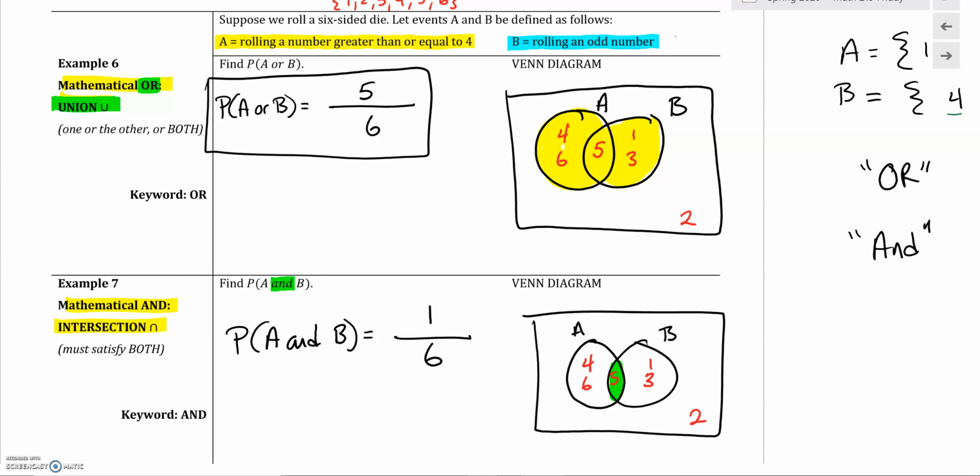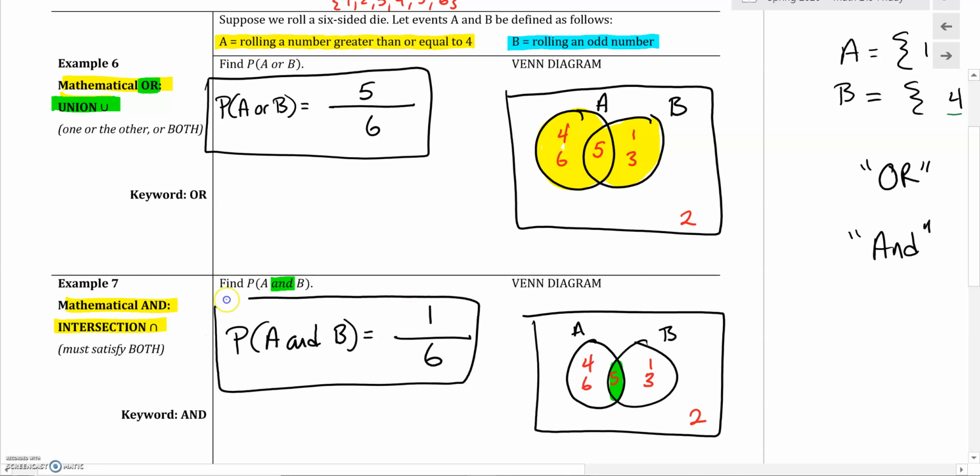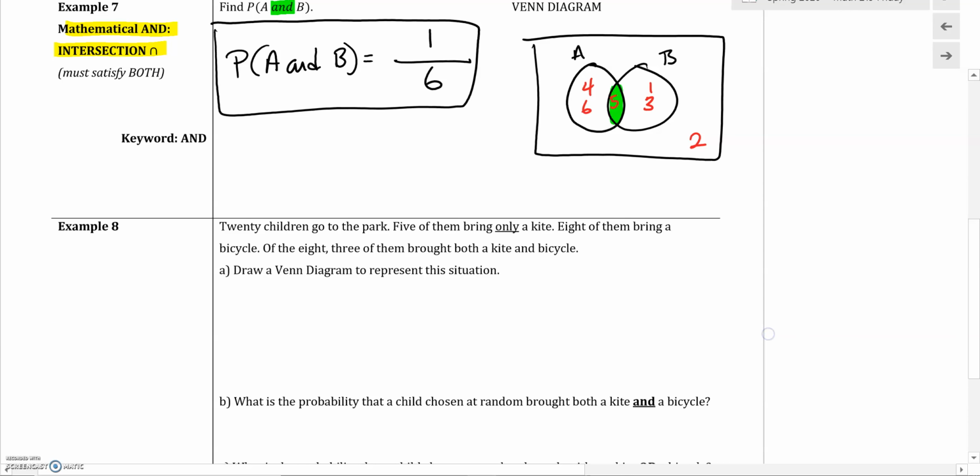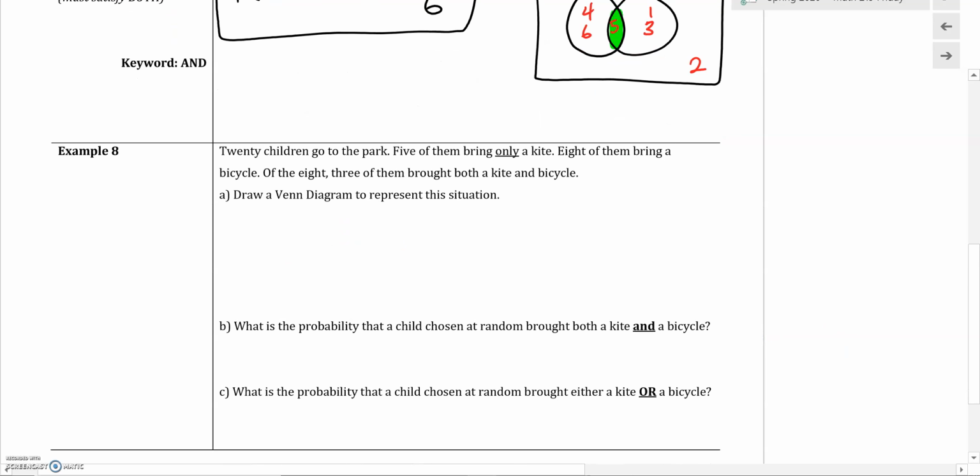Okay, let's get some practice problems that have a little bit more meat to them, or a little more substantial. So let's try this one. It says 20 children go to the park. 5 of them bring only a kite, 8 of them bring a bicycle, and of those 8, 3 of them brought both a kite and a bicycle. So first they say, draw a Venn diagram to represent this situation.